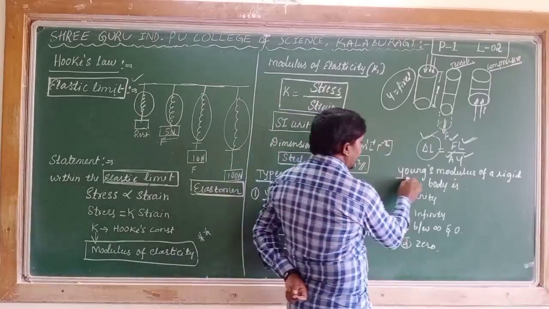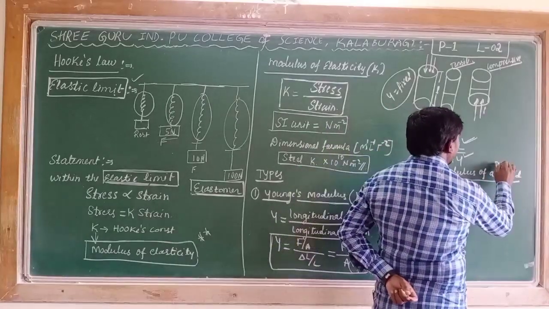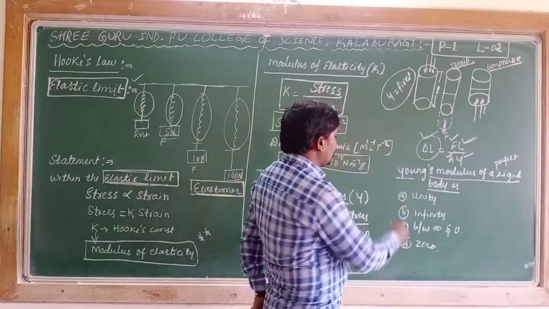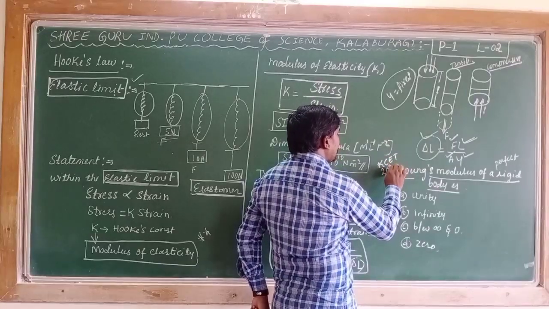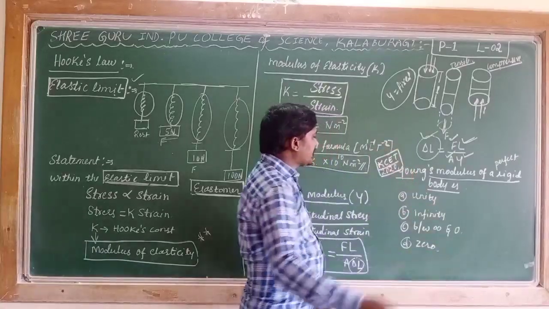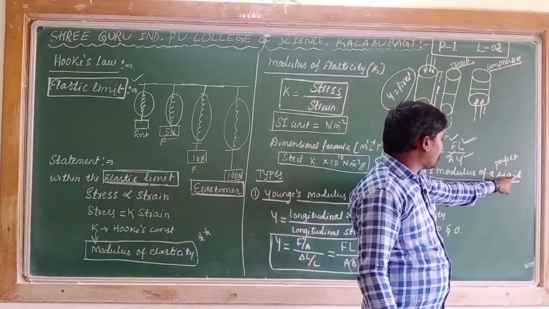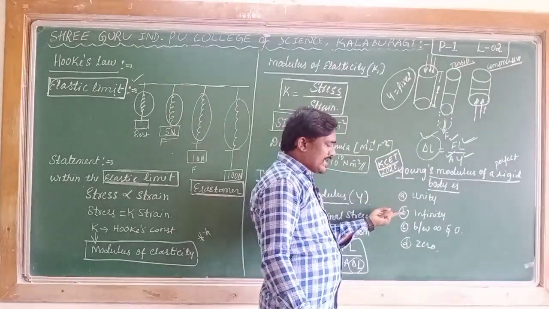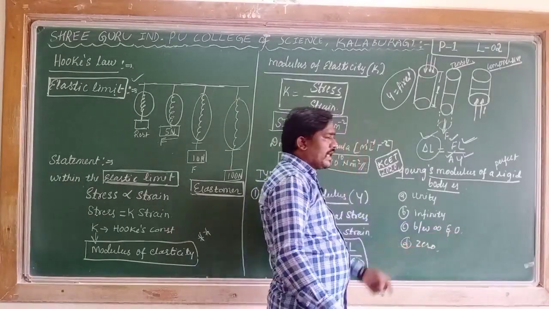Listen here. The Young's modulus of a perfect rigid body is... They asked this in KCET 2020. In the past KCET 2020 paper, they asked the Young's modulus of a perfect rigid body. The first option is unity, the second option is infinity, the third option is between infinity and 0, and the fourth option is 0.